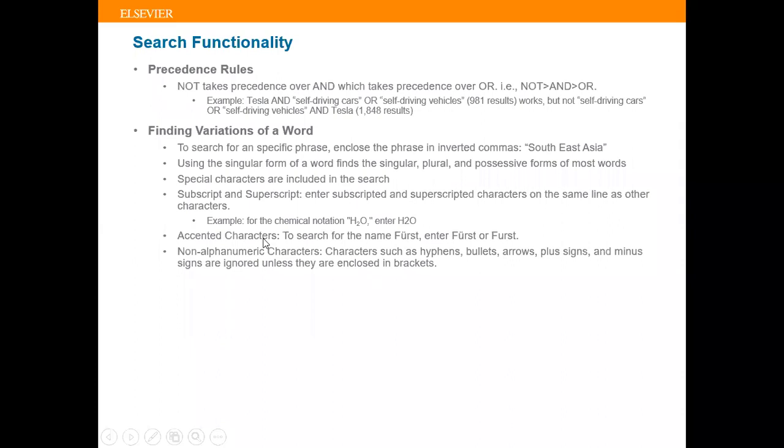Then another example for special characters is accented characters. From some countries like Germany, they will have accented characters, like this author name, Fürst, F umlaut RST. So actually you can just use a normal U to replace this umlaut. Okay, so it will search for you if you enter FURST. It will search for you FURST or F_RST.